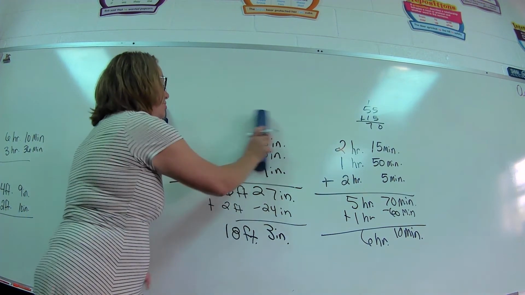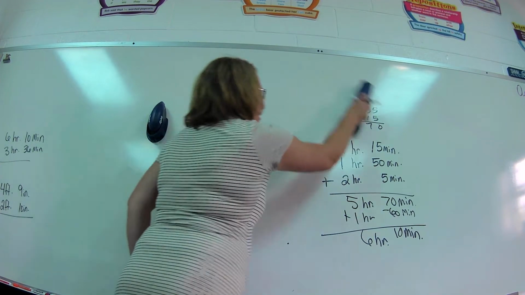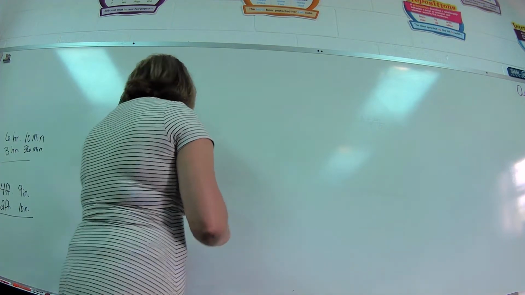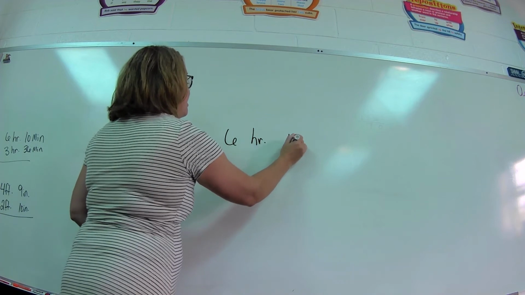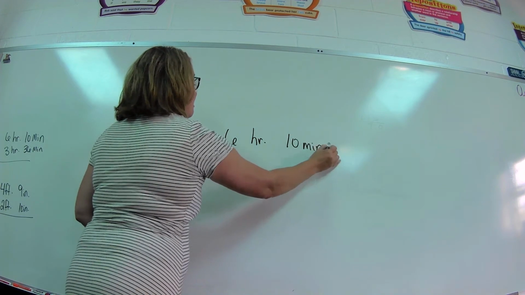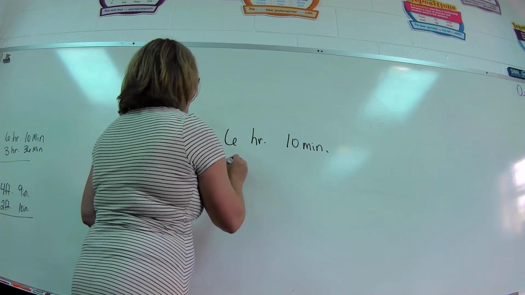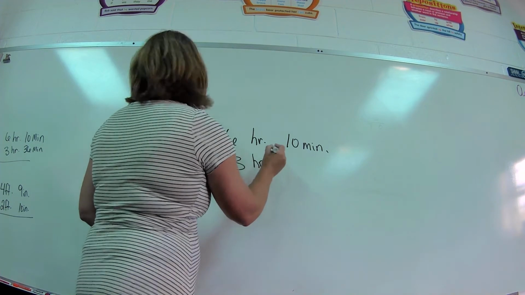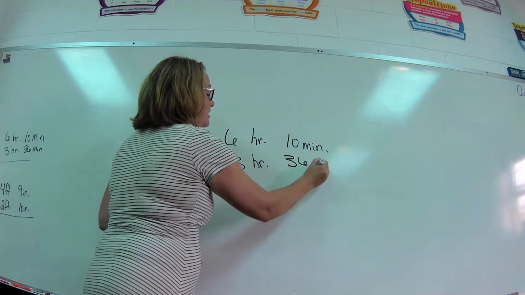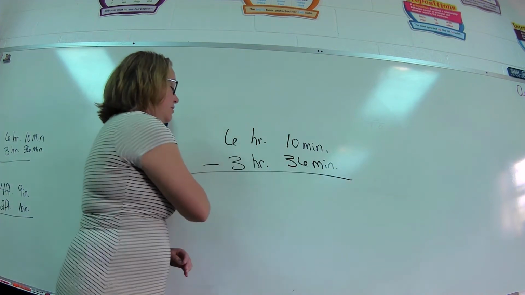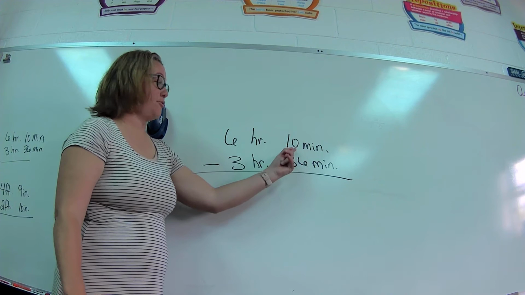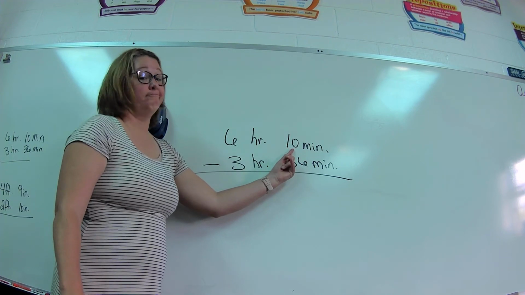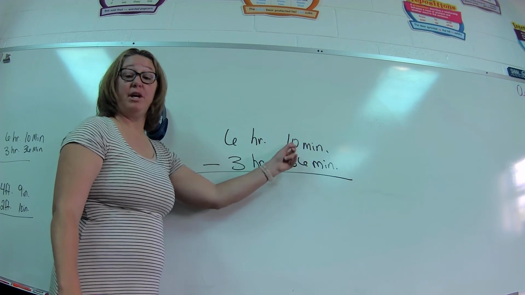Let's do 2 subtractions. All right, 6 hours, 10 minutes, subtract 3 hours, 36 minutes. So we start with the subtraction of the minutes. Can you take 36 though from 10? No, because 36 is bigger than 10.